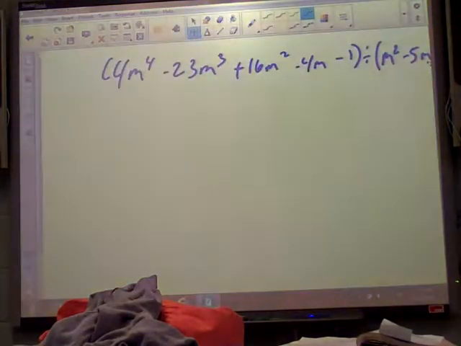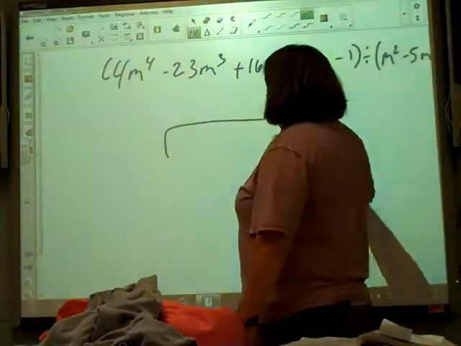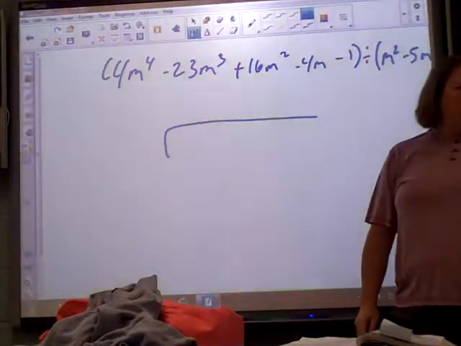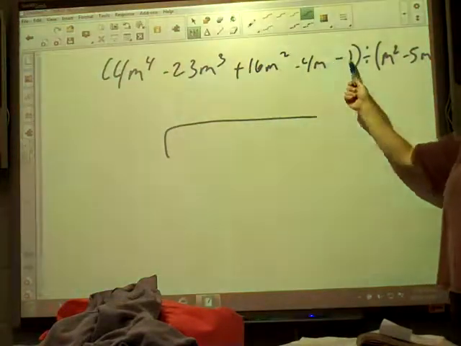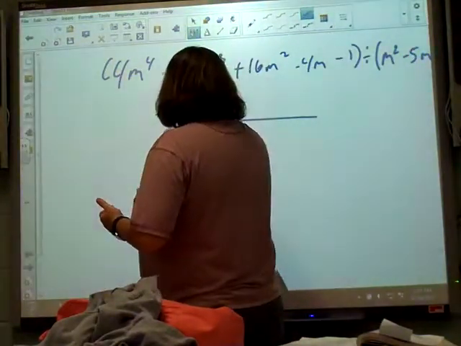Alright, so let's check my stuff inside the box. Got a degree of 4. That means I got to have a 4, 3, 2, 1, and constant. Do I need any zeros? 4, 3, 2, 1, constant. It's good there, right? So let's write that in my box.